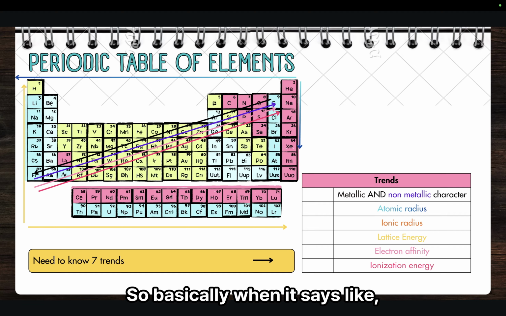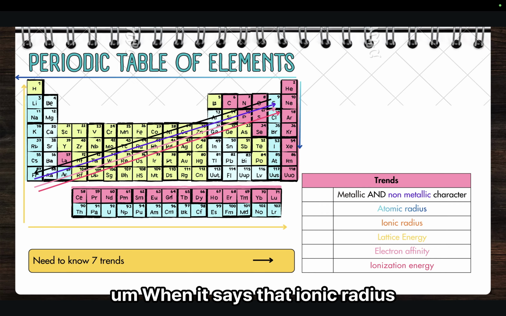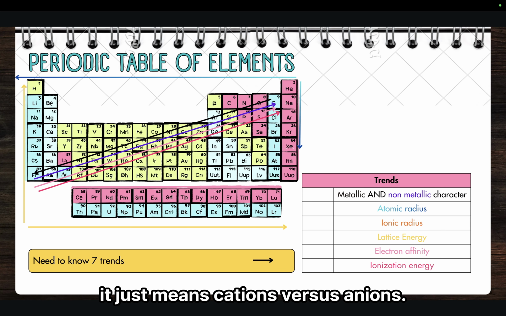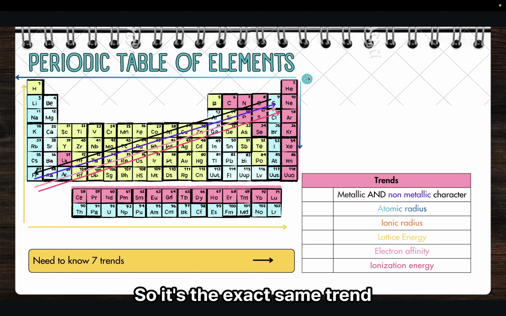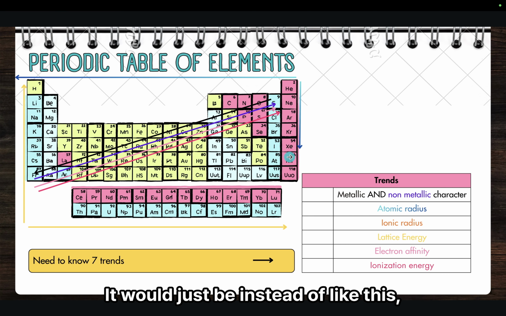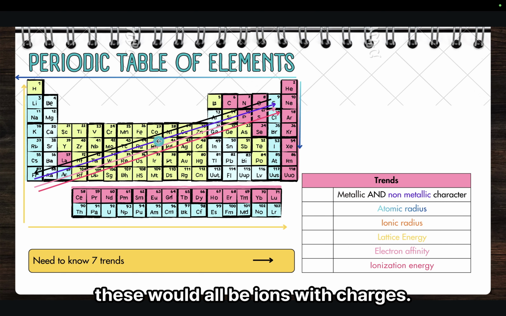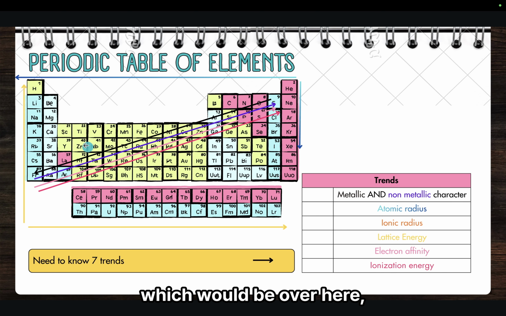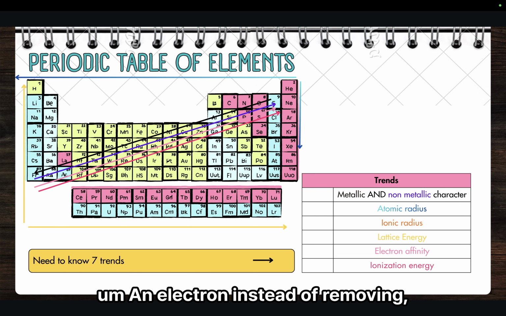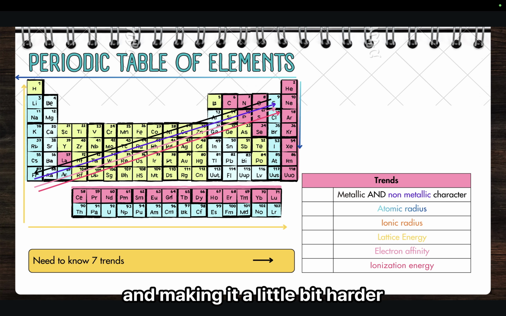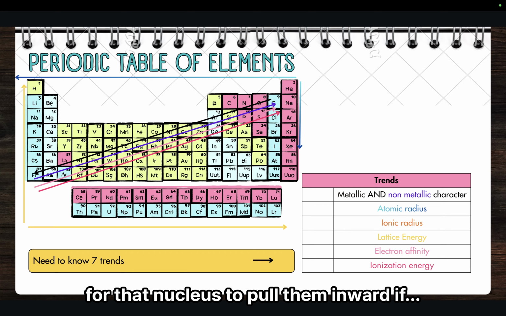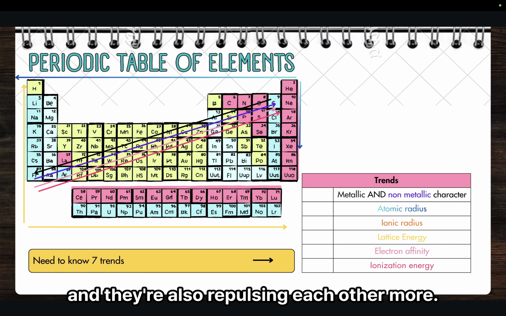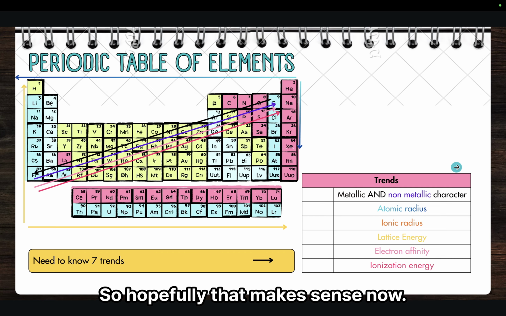So when it says that ionic radius has to do with charges, it just means cations versus anions. It's the exact same trend as atomic radius in this sense. It would just be, instead of like this, these would all be ions with charges. So anions are going to be bigger than cations, which would be over here, just because you're adding an electron instead of removing one. That's adding to the shell and making it a little bit harder for the nucleus to pull them inward. And they're also repulsing each other more. So hopefully that makes sense now.